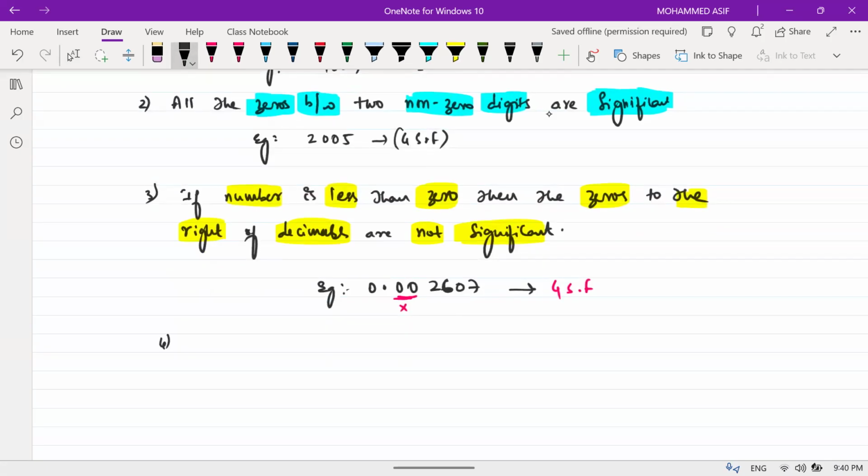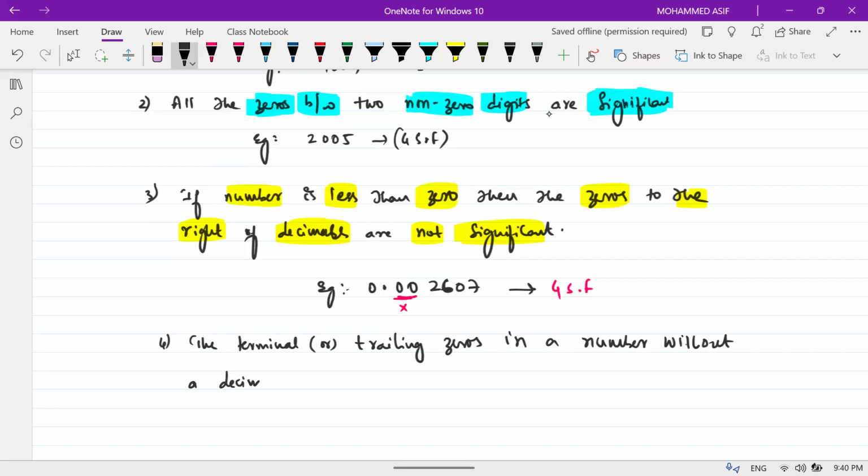Chalo, next one. The terminal or trailing zeros in any number without a decimal are not significant. Am I clear? Sir, what do you mean by this? The terminal zeros, I can say trailing zeros, that means the last zeros in any number without a decimal, are not significant.